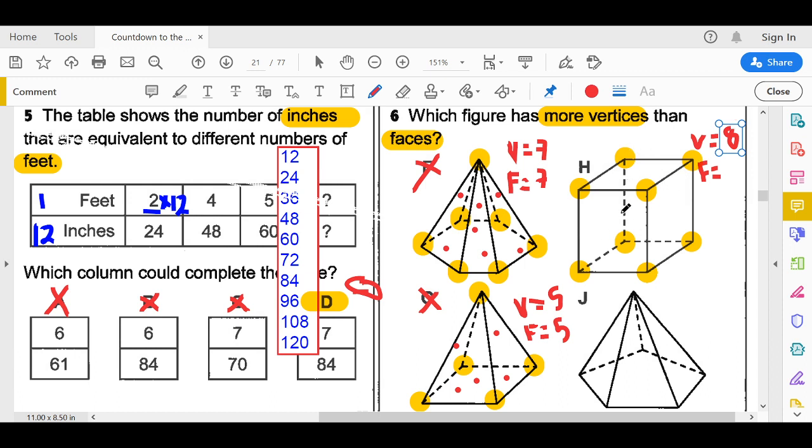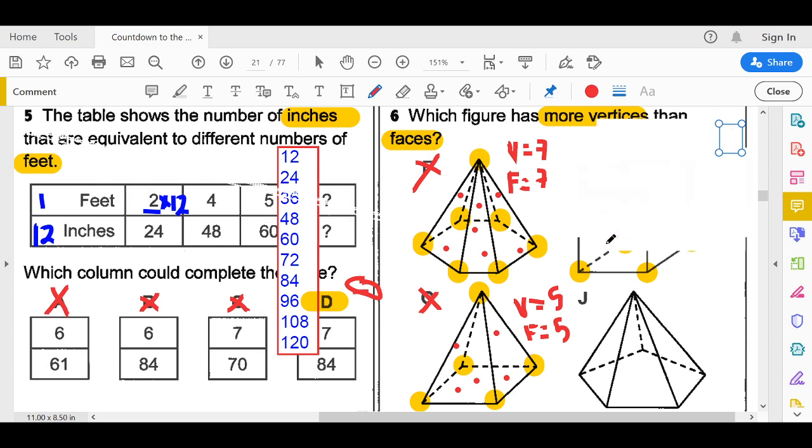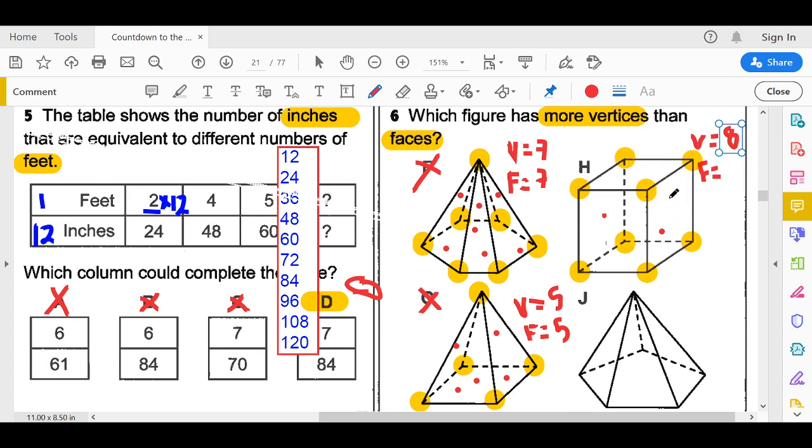The faces of a cube, it has 1 right here, 2 on this side, 3, 4 on the side of the back here, and then 1 base at the top, 1 at the bottom. So it has 6 faces. Okay. Well, this one might be the right option because it has more vertices than faces. But let's check the last option, letter J.